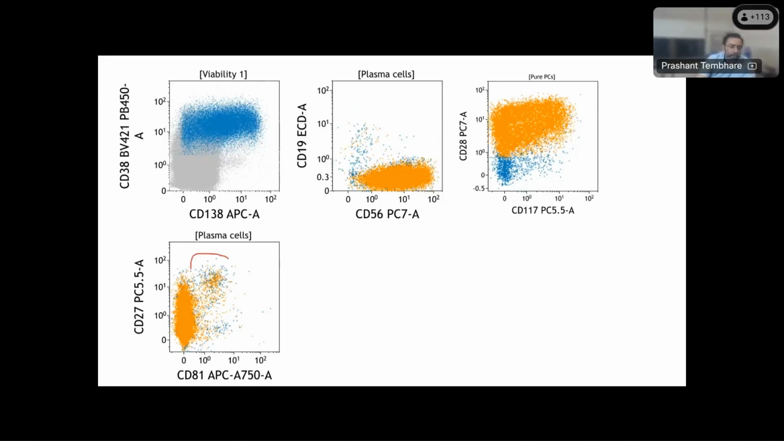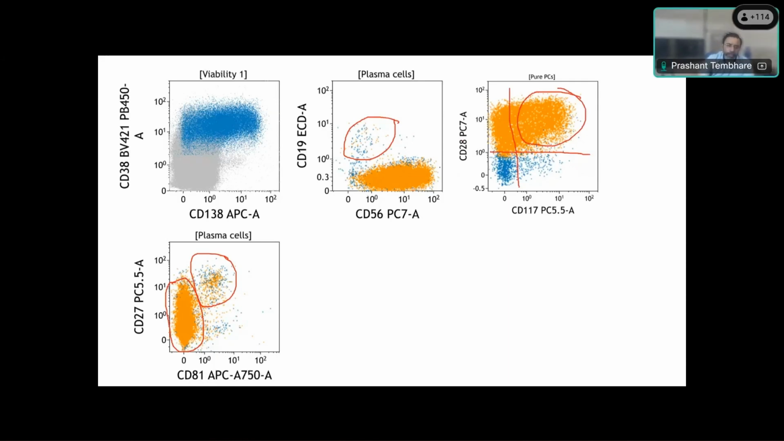You can see here, these are normal plasma cells which strongly express CD27 and CD81. An abnormal plasma cell here shows loss of CD27 and loss of CD81. These are normal plasma cells showing CD19 positive and CD56 negative. Similarly, normal plasma cells do not express CD28 or CD117. So abnormal plasma cells express both CD28 and CD117. Expression of CD28 or CD117 is abnormal.